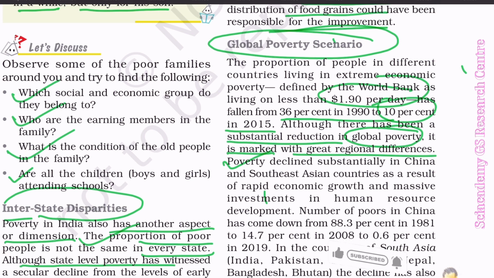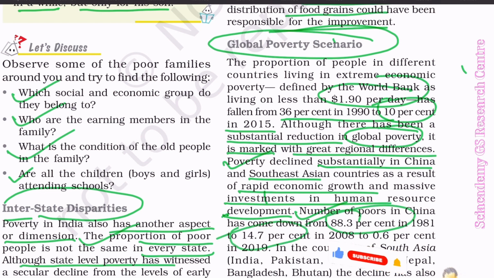Poverty declined substantially in China and Southeast Asian countries as a result of rapid economic growth and massive investment in human resource development. The number of poor in China has come down from 88.3% in 1981 to 14.7% in 2008 to 0.6% in 2019.